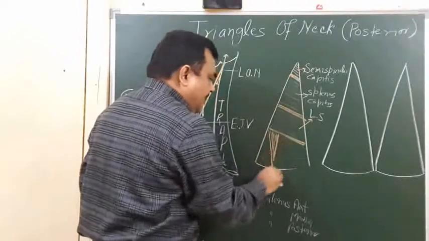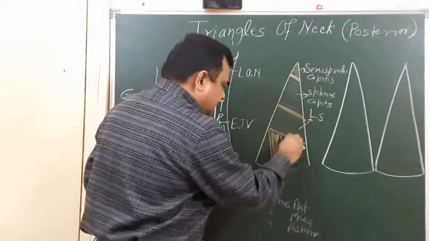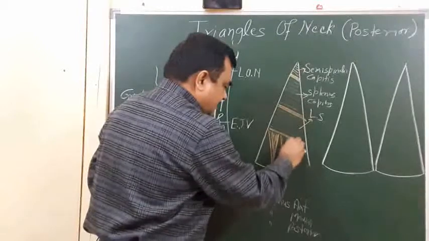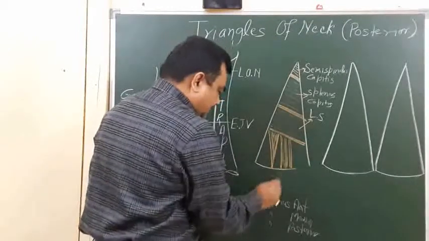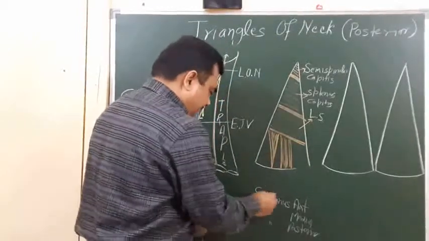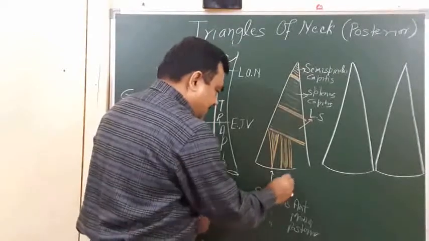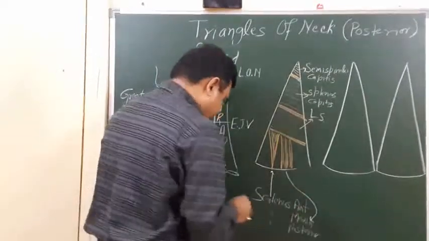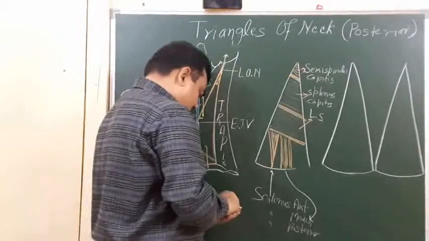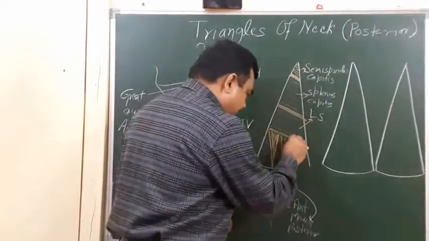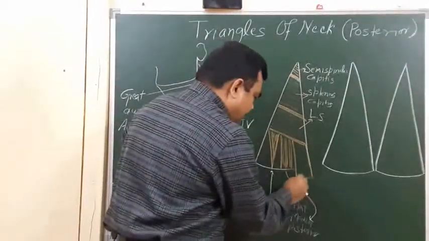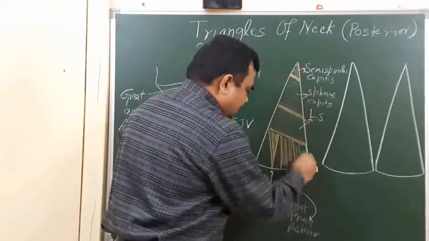scalenus anterior. This is scalenus medius. This is scalenus anterior. This is scalenus medius, and this is scalenus posterior. Here lies scalenus posterior.